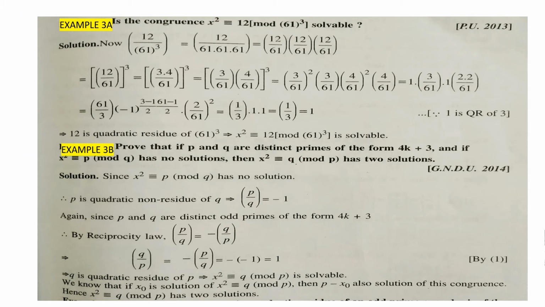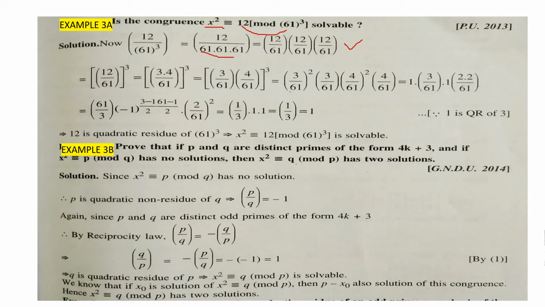Another: show that this is solvable. Whenever you check solvability, you must check whether it is a quadratic residue or not. So 12 upon p, 61 cubed. Make it into three factors, break into three parts: 12 into 61, 12 into 61, 12 into 61. So break it into 3 into 4 cubed. Again it is broken into two parts.